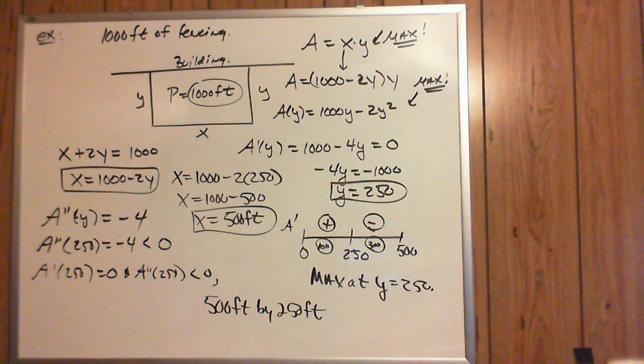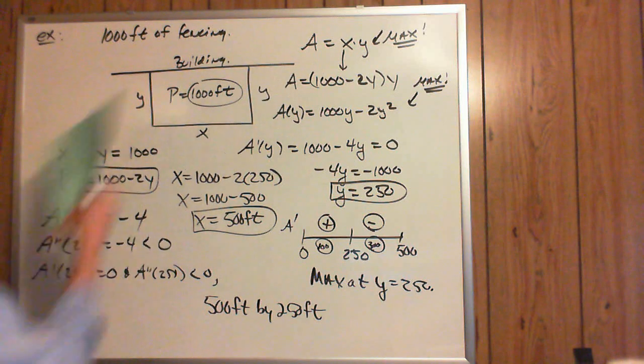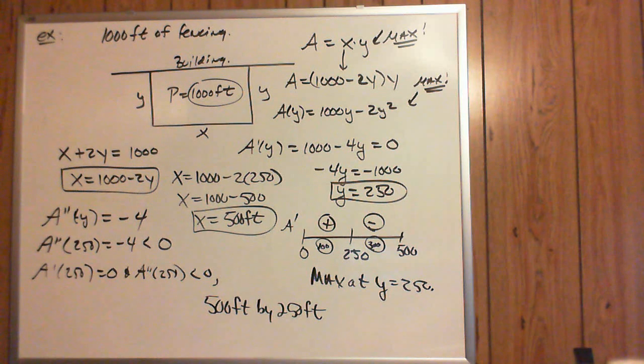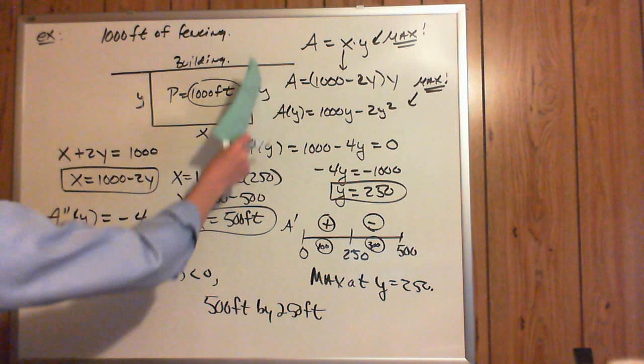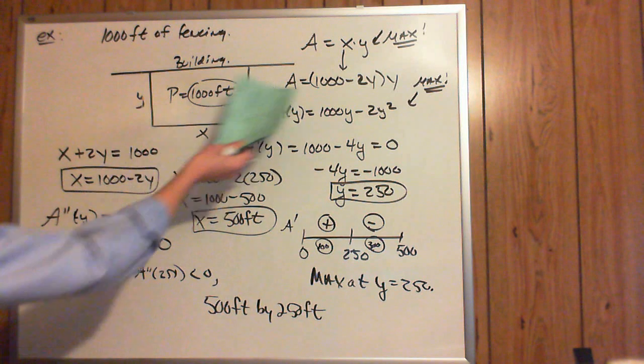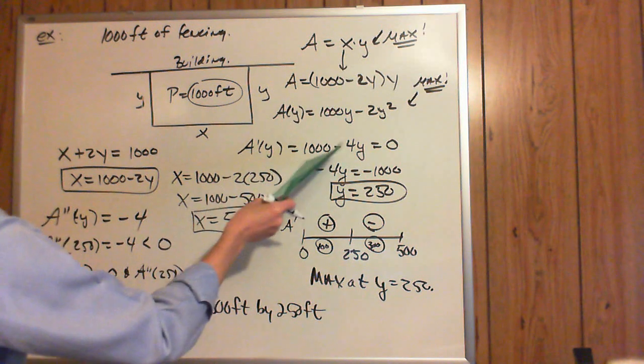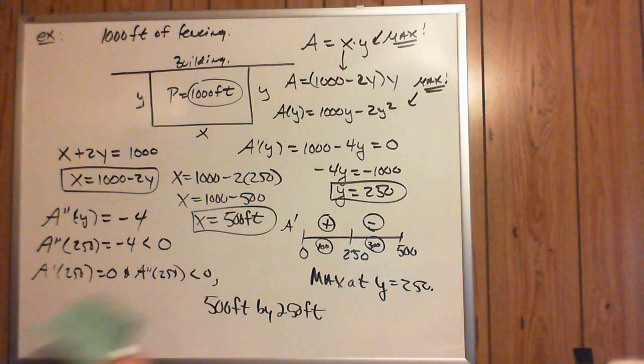Okay, so once again, we were given 1,000 feet of fencing. We were to form a rectangular garden, perhaps, where one side is a building or the back of a garage, and we wanted to enclose these three sides using 1,000 feet of fencing. And we took the equation that we wanted to maximize, x times y, eventually took its derivative, and verified that a max was at y equals 250.